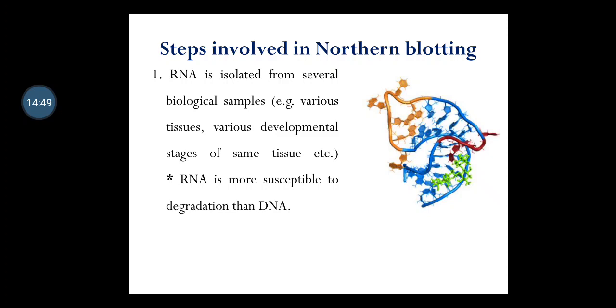The very first step is that RNA is isolated from several biological samples, for example various tissues, various developmental stages of the same tissue, etc. RNA is more susceptible to degradation than DNA. So that's why in the previous slide we stated that this method is analogous to Southern blotting.